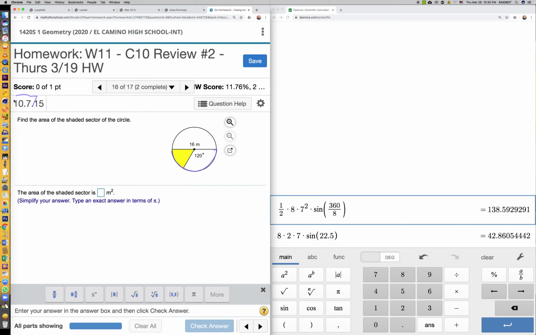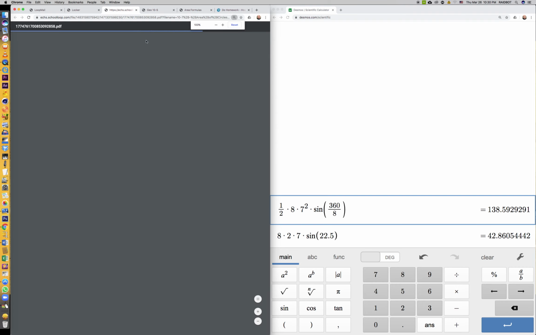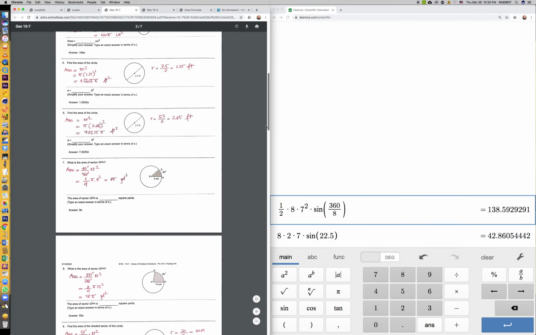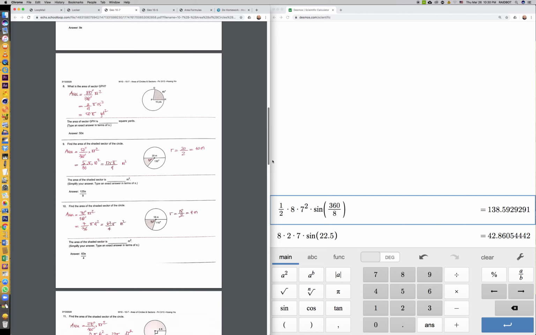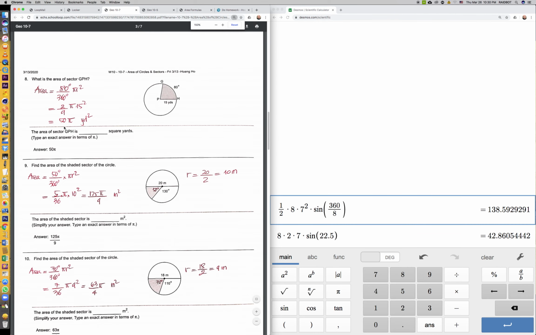It lists this under section 10-7. So let's go over there. Go back to my locker and click on 10-7, right here on the top. There we go, 10-7. Let's see which one. It looked very similar to problem number 9 and number 10 over here. Very similar.